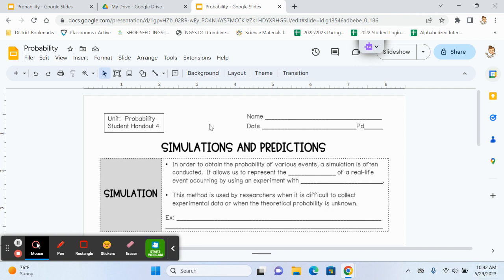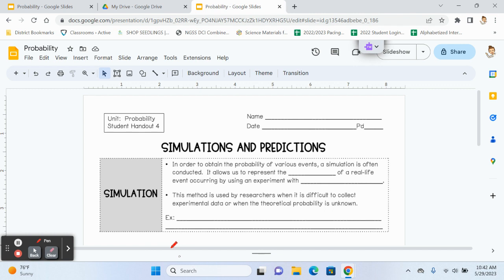I'm going to click on my pen and then get rid of this right here. Okay, so simulations and predictions. In order to obtain the probability of various events, a simulation is often conducted. And you guys know what a simulation is. It's like reenacting or enacting something. It allows us to represent the likelihood.